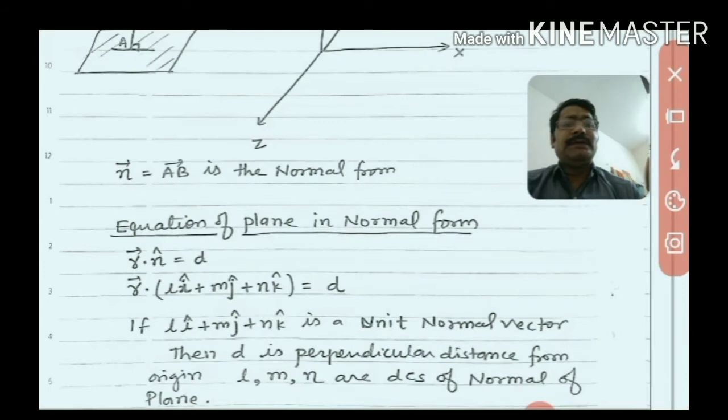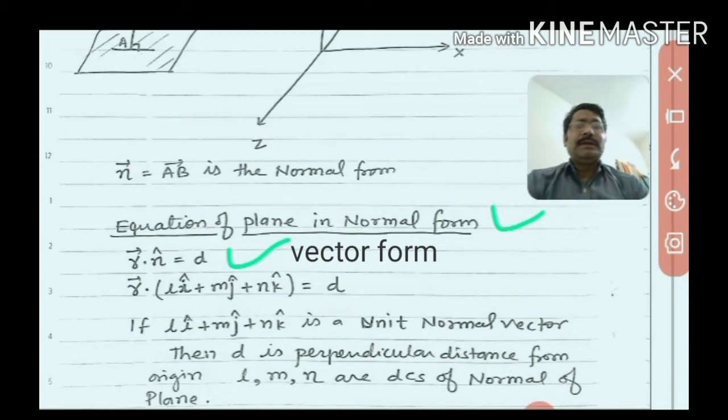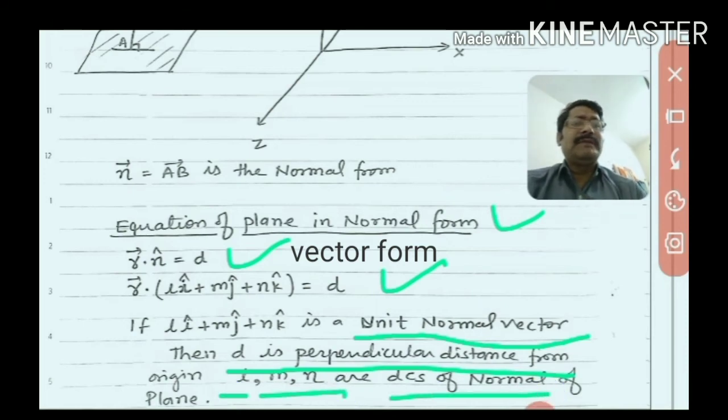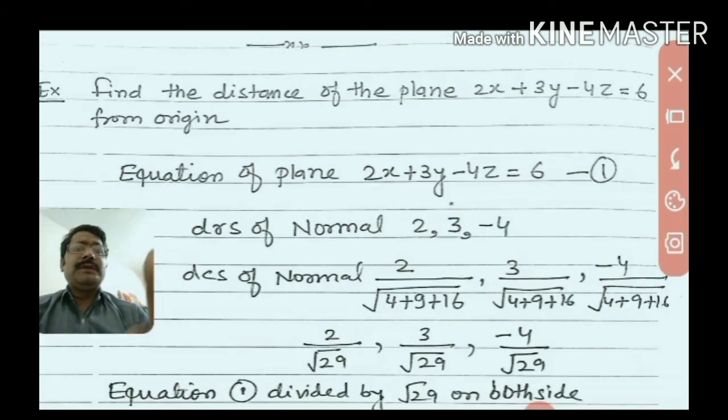We have the equation of a plane in normal form: r vector dot n cap equal to d, where n cap is l i plus m j plus n k. Here l i cap plus m j cap plus n k cap is a unit normal vector, and d is the perpendicular distance from the origin. The l, m, n are the direction cosines of the normal vector. We will do one question.